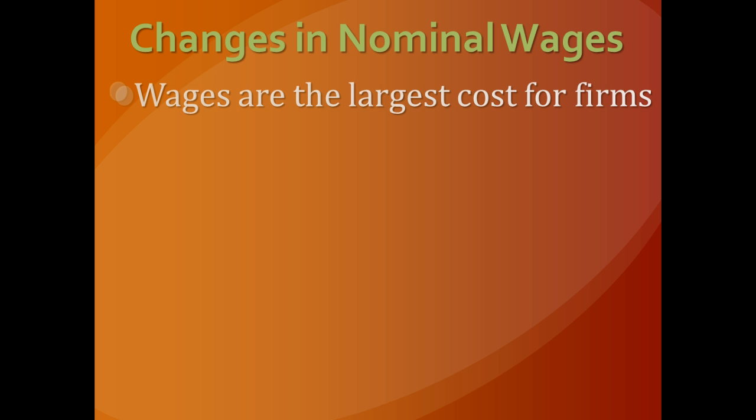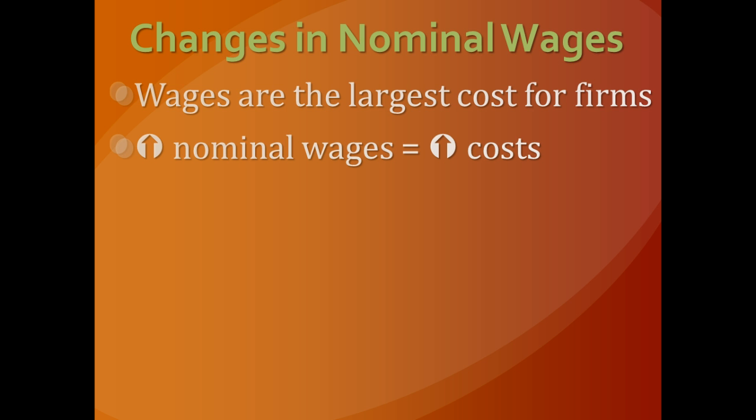When it comes to changes in nominal wages, we see that because wages are the largest cost for firms, changes in those wages would affect their short-run curve. If nominal wages rise, that increases the costs to the producer, and that has an effect in the short run on their profit per unit and their willingness to make things. And so we would see an increase in nominal wages causing a left shift in the aggregate supply curve. If wages were to fall, then it would increase the overall productivity or profit per unit for companies, and they would shift their aggregate supply to the right.